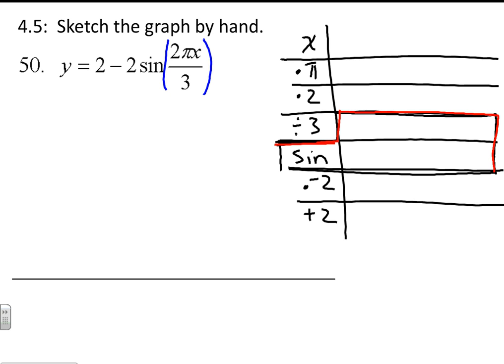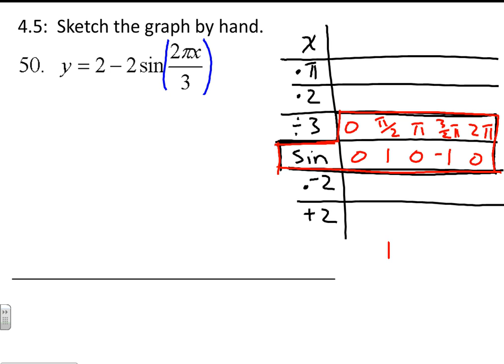After I got done dividing by 3, it was important then what my value was that went into sine. The values I want to go into sine are 0, pi on 2, pi, 3 halves pi, and 2 pi, because I know those values. Remember what the graph looks like 2 slides ago. Sine of 0, 0. Sine of pi on 2, 1. Sine of pi, 0. Sine of 3 halves pi, negative 1. Sine of 2 pi, 0.